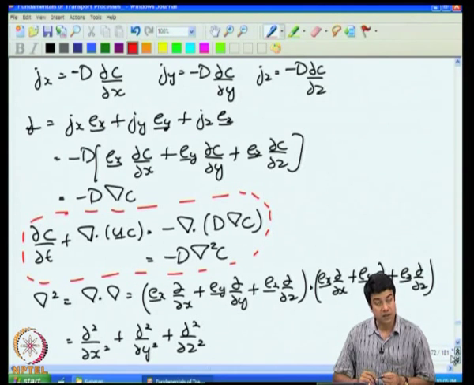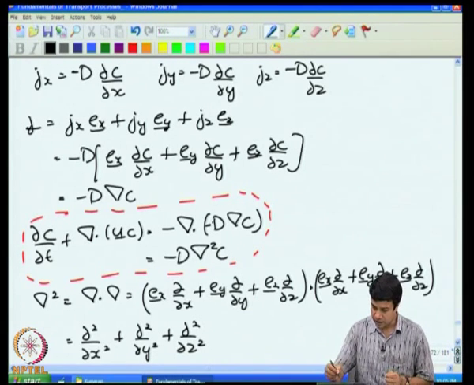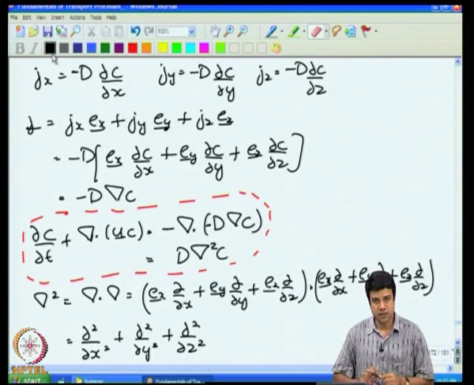So, if I put this expression for the flux into my conservation equation, then I get the equation as partial c by partial t plus divergence of u times c is D del square c. And I told you in the last class that del square is the Laplacian operator. In Cartesian coordinates, it is partial square by partial x square plus partial square by partial y square plus partial square by partial z square. This is a scalar, it is del dot del. Two vectors dotted with each other give you a scalar.